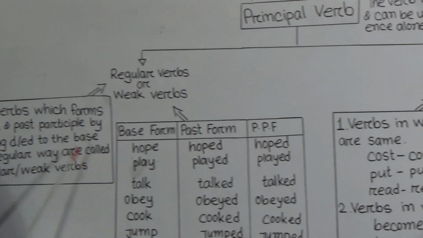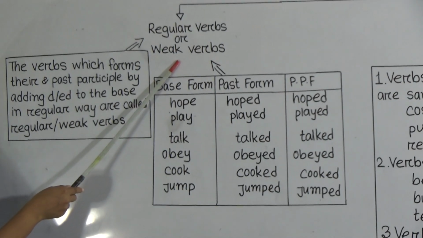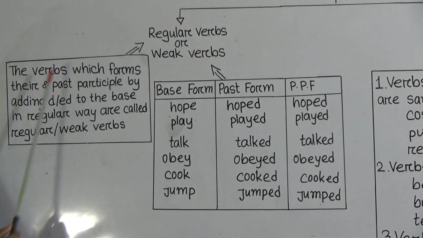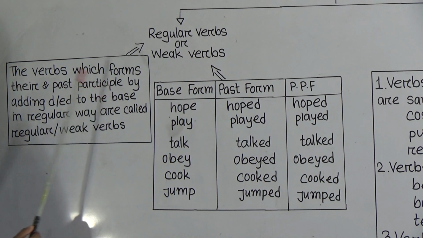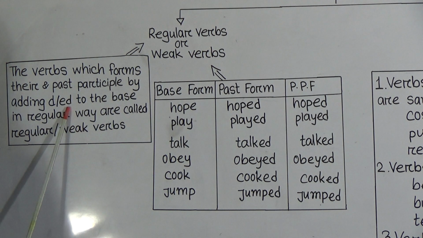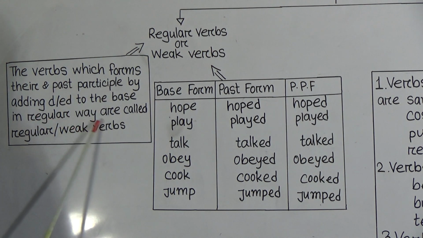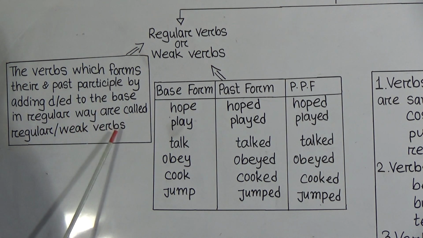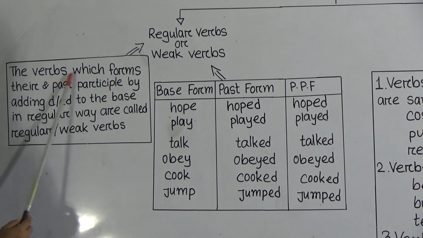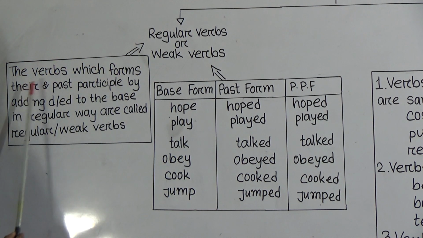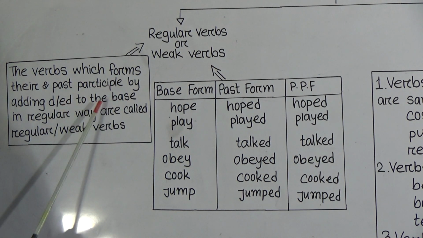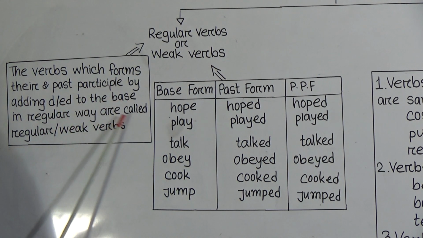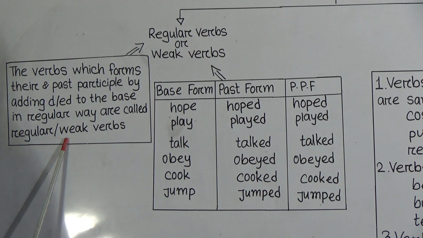So first you have to know what is weak verb. The verbs which form their past and past participle form by adding d or ed to the base in regular way are called regular or weak verbs. Students, the verbs which form their past and past participle by adding d or ed to the base in regular way are called regular or weak verbs.